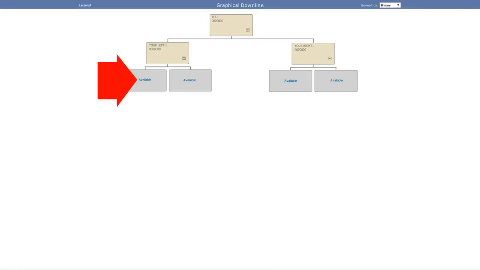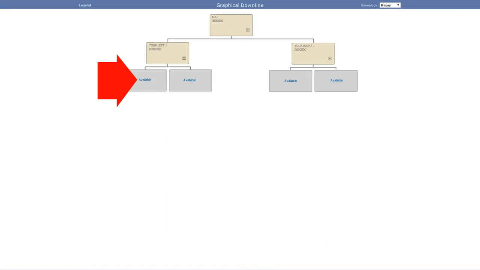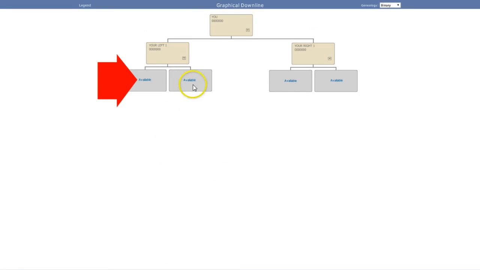when you go back in your back office, like I showed you, and you go to graphic downline light, and this window pops up, you see these available boxes right here? If you click on that word available, it's going to open up a screen that will allow you to open up an enrollment application. So wherever you click available, the person that you sign up on this enrollment application is going to end up right there in that spot.